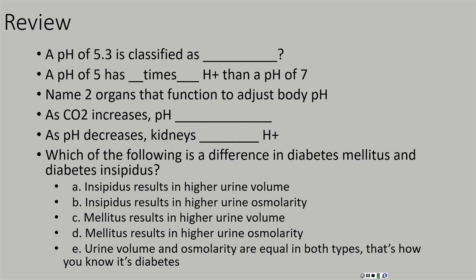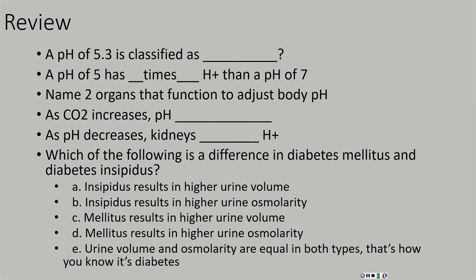Mellitus results in higher urine osmolarity? Yes, because there is glucose in the urine in someone with diabetes mellitus. Urine volume and osmolarity are equal in both types. That's how you know it's diabetes. No, urine volume is high in both types, but osmolarity is not.